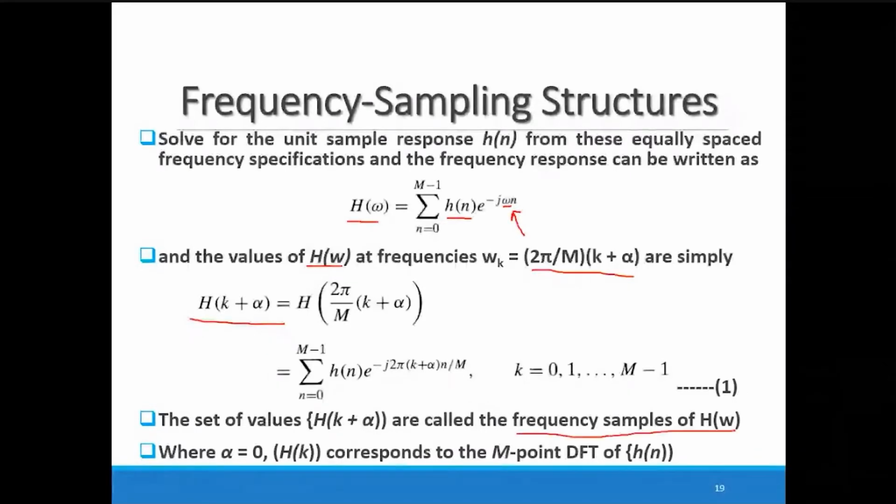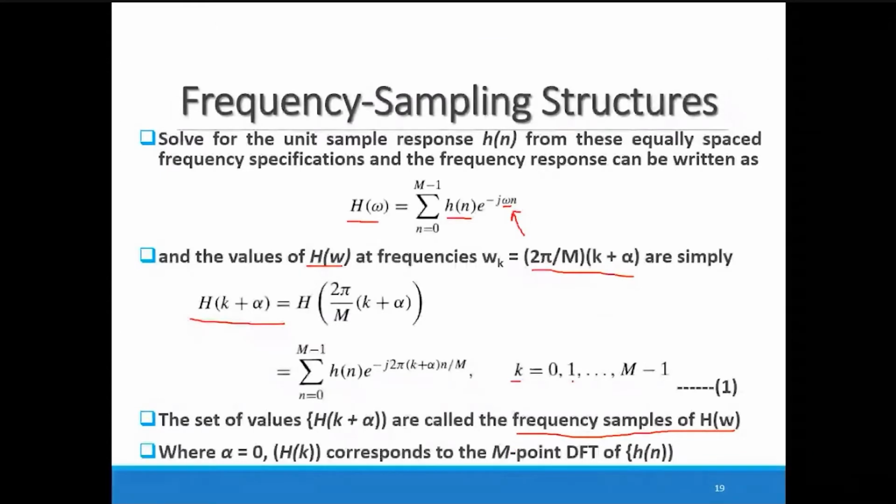Now the values of k you take from 0 to m minus 1. For each value of k, you are finding the DFT for that particular point only. In this case, whatever response you get is nothing but the frequency response for one particular sample. So it is known as the frequency samples of H of omega.